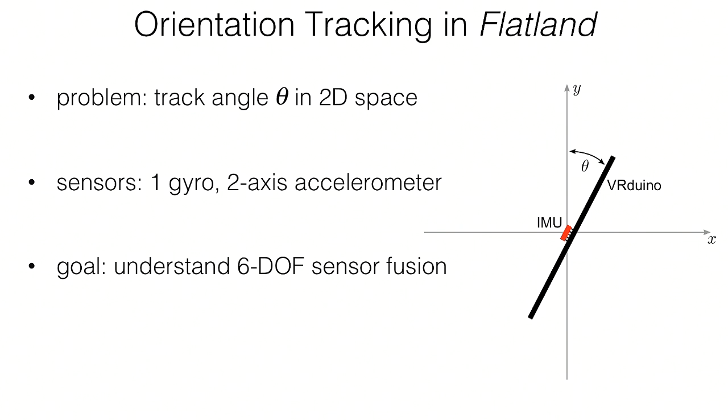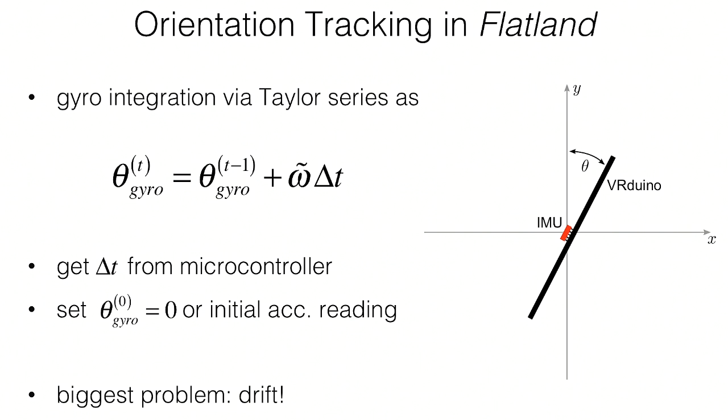In this case, we're going to have a gyro that tracks the one-dimensional angle, or in this case, angular velocity, but we want the angle theta. And we're going to have a two-axis accelerometer. So it's going to measure acceleration in x and y. And the goal is to understand the 6 degree of freedom sensor fusion.